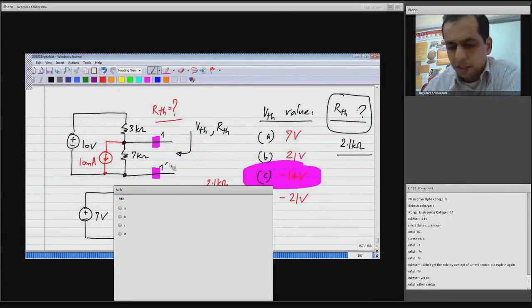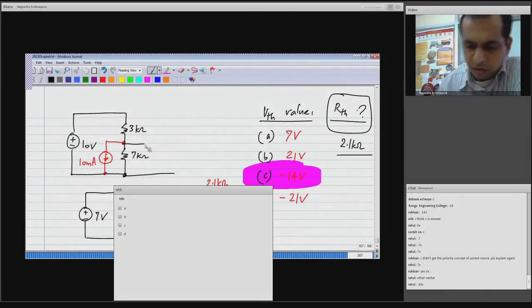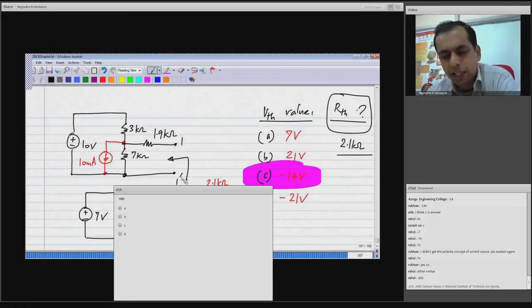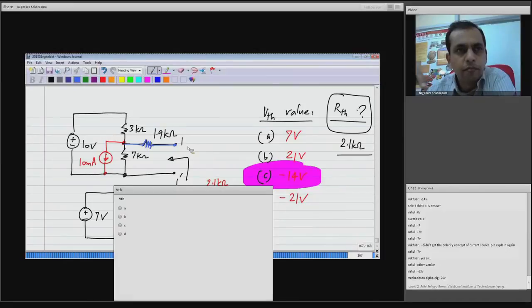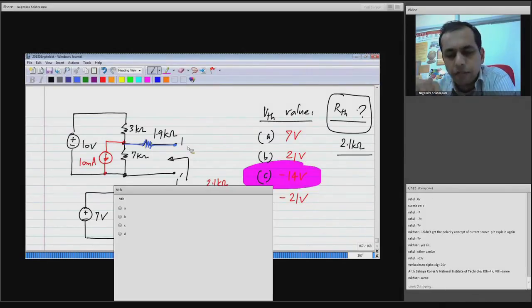Okay, so now we'll take it just a small step further. Let me add another resistance like this, which is 1.9 kilo ohms. I'll take some value. And again, at 1 prime, I have to find VTH and RTH. Now please tell me, how will VTH and RTH change? For this new circuit with this 1.9 kilo ohm resistance, what will be the value of VTH? Previously when we didn't have this, this was the value of VTH. So what is the value of VTH when we have that 1.9 kilo ohms?